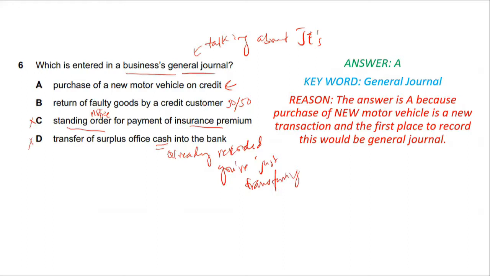Option B again, as I say, it would have a preceding transaction already done. It would be an adjustment to a previous transaction. So therefore, it's option A. Option A is the correct answer: purchase of a new motor vehicle on credit. You can read the reason here. This is just for your reference, and to make following easier.